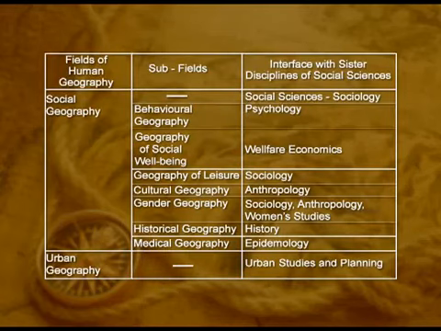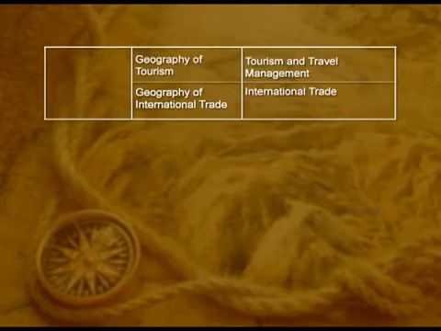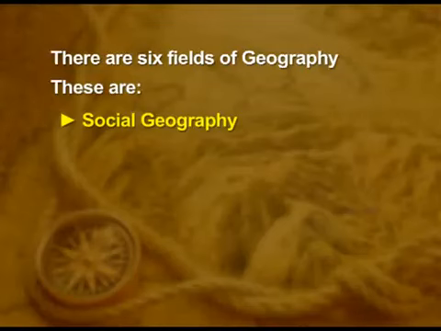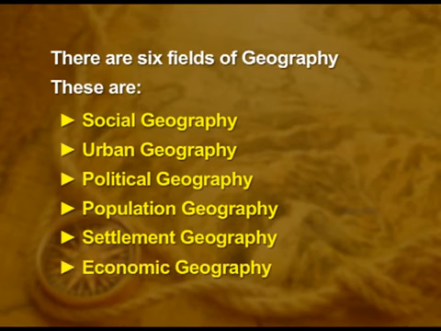The given table is self-explanatory. It reveals the expanding realm of human geography. It talks about the fields and the subfields of geography. There are 6 fields of geography that I will be explaining in the forthcoming lectures. These are social geography, urban geography, political geography, population geography, settlement geography, and economic geography. They are further divided into various subfields, and we will talk about these topics as well.